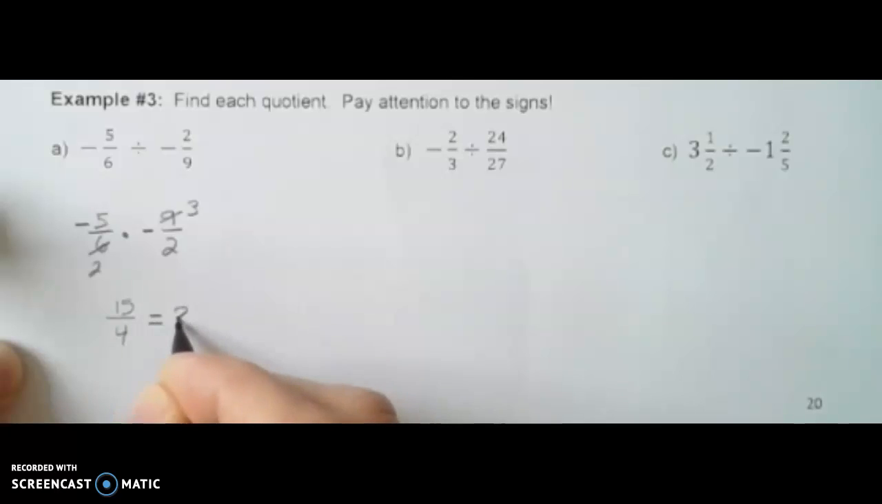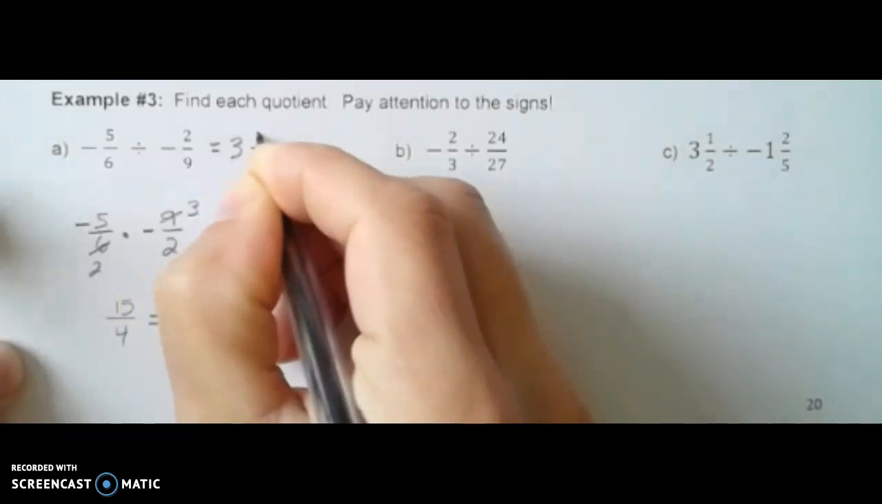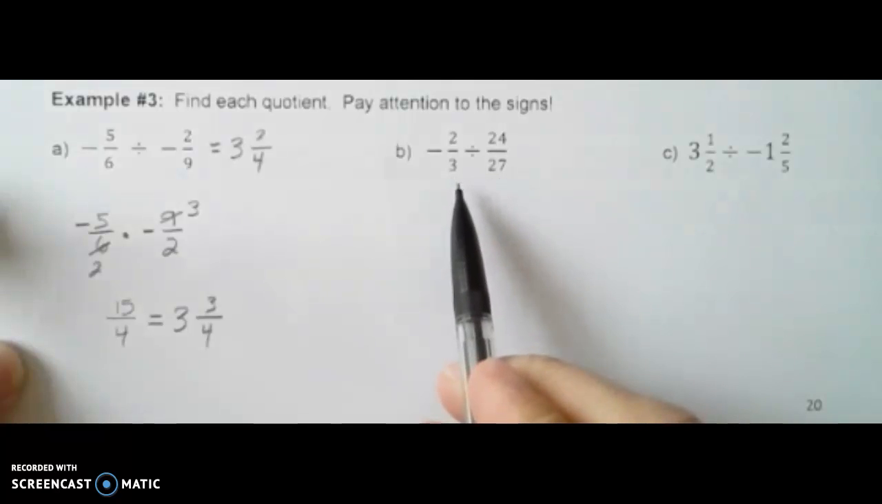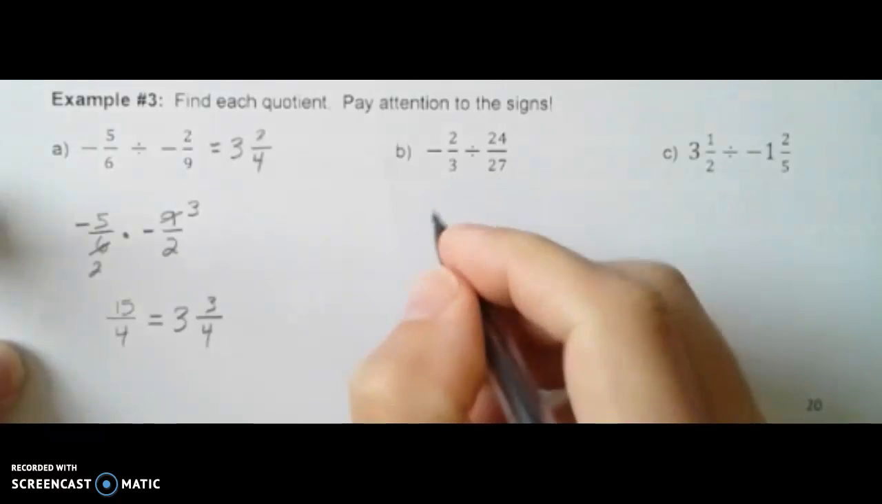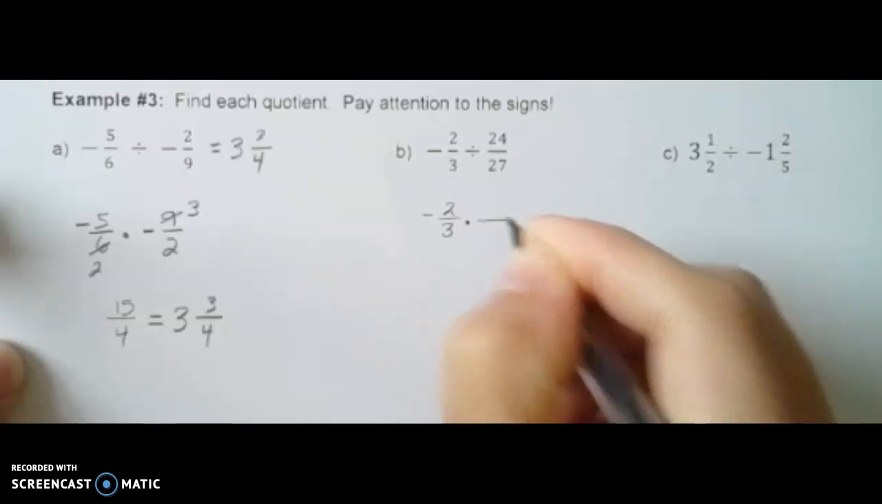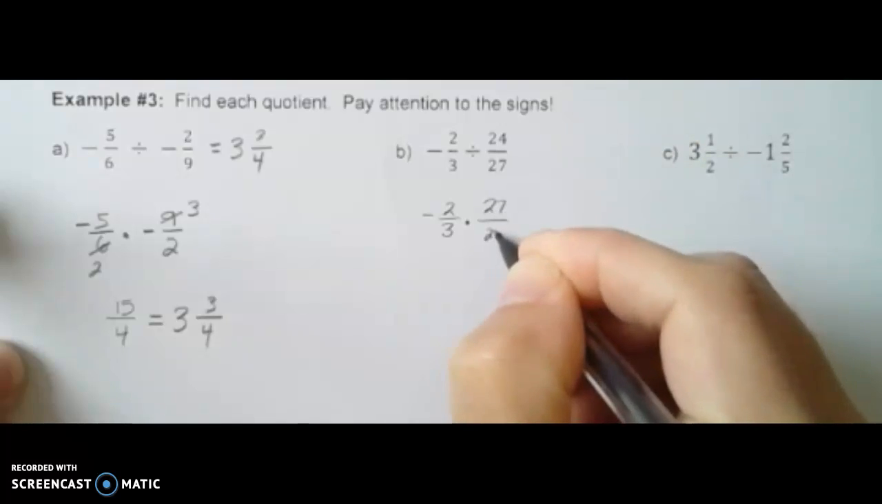4 goes into 15 3 times. 4 times 3 is 12, so that means that there are 3/4 left over. And so the quotient this time is 3 3/4. In example B, again, we already have fractions, so I'm going to multiply by the reciprocal. I'm going to keep the first fraction, -2/3. I'm going to multiply by the reciprocal of 24/27, which is 27/24.